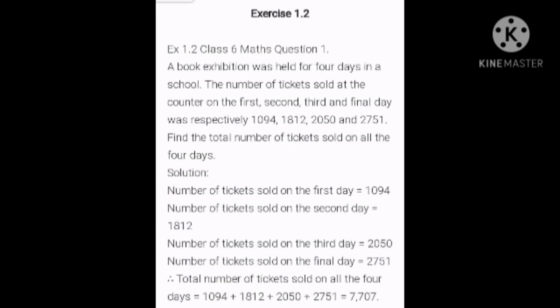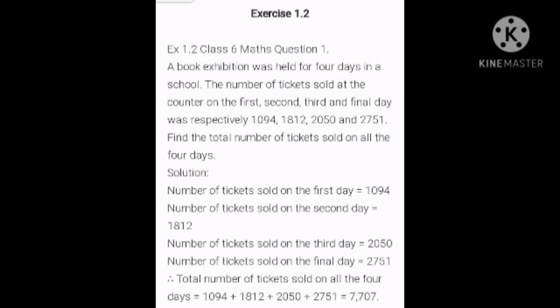So they are asking us to find the total number. Total in the sense you are going to sum. Sum means addition. If you find the word total, it is addition. So all the 4 days, all means all the 4 days, you are going to find the total.